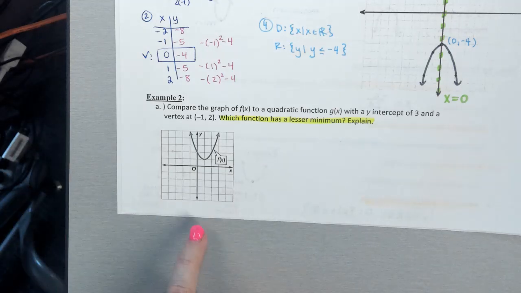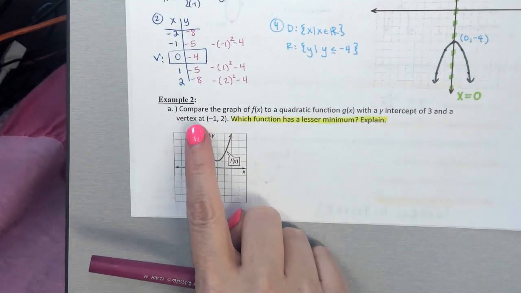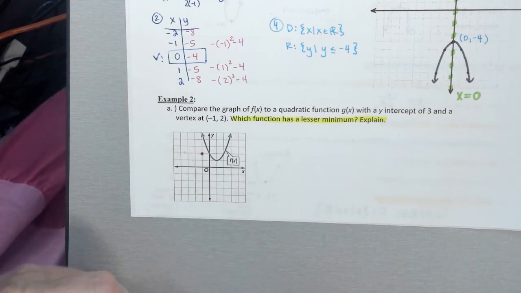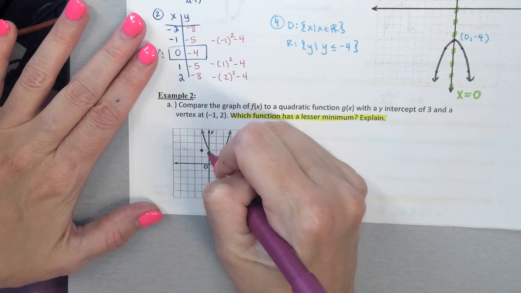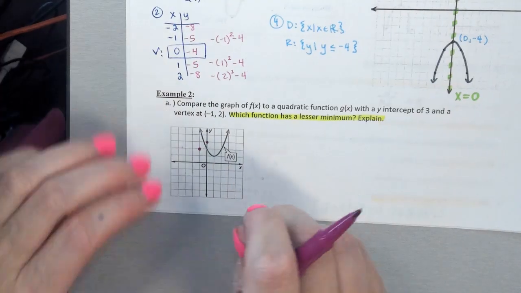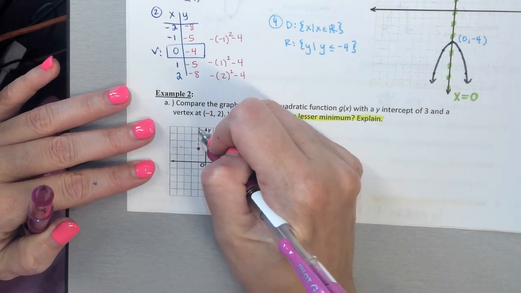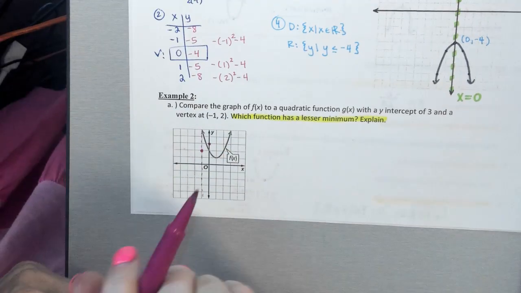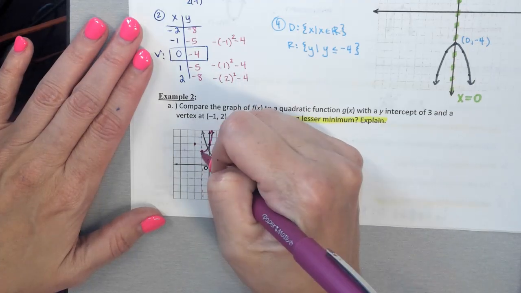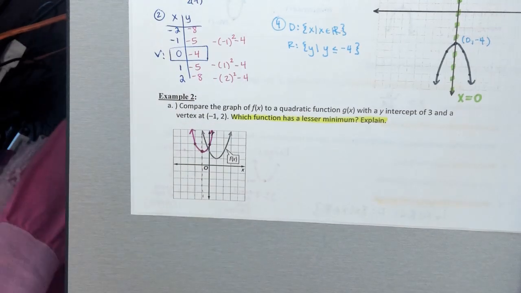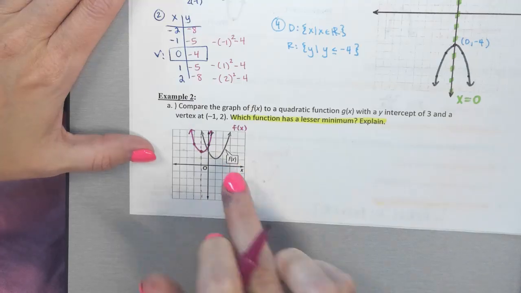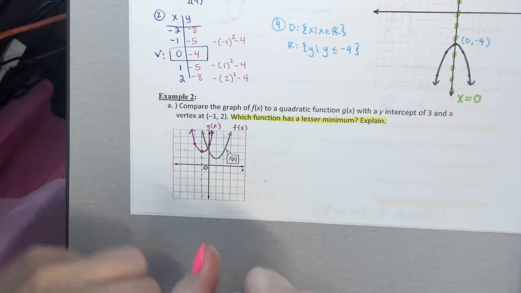Sometimes it's helpful if you have a graph like this to just plot this, because they tell you the vertex is -1, 2. So -1, 2 would be the vertex. If the y-intercept is 3, 1, 2, 3, remember the vertex has the line of symmetry on it. So if this is your line of symmetry, then you know if you're over 1 to the right, you can just go 1 to the left. And this is going to be your parabola. Okay, so this is the f of x that is labeled here for you. And then this is your g of x.